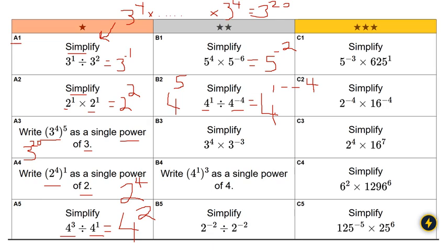And then for B1, we have 4 plus minus 6, so that becomes 4 minus 6, which becomes minus 2. That's for your negative numbers.